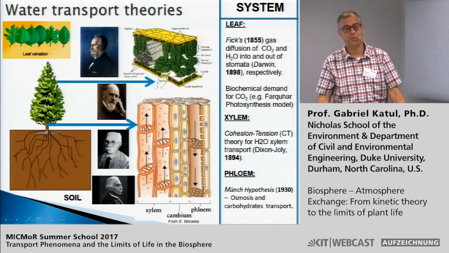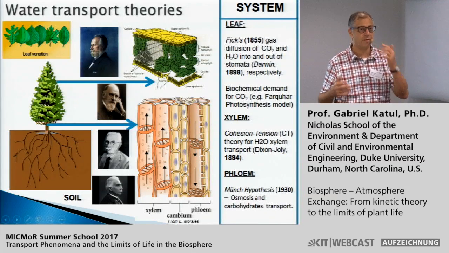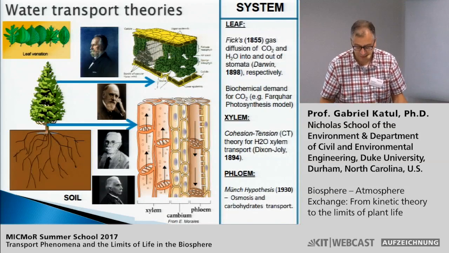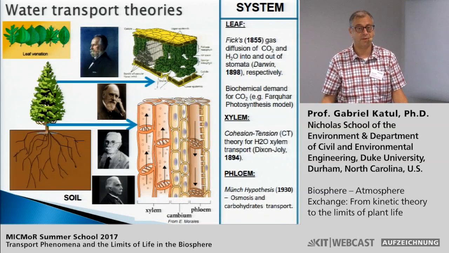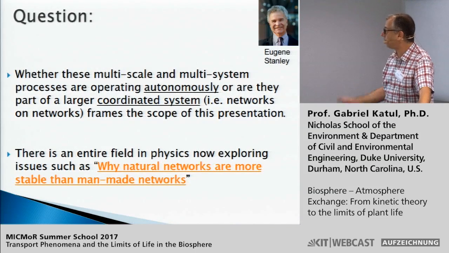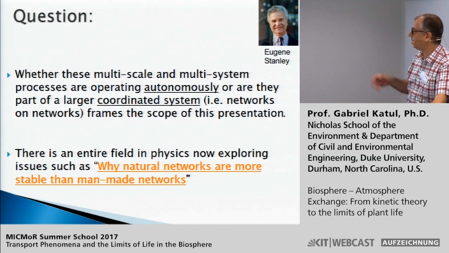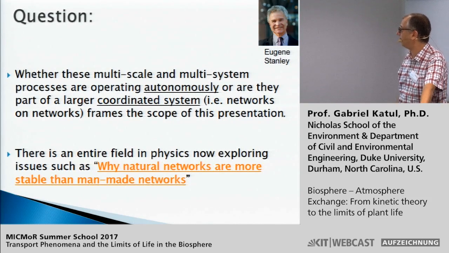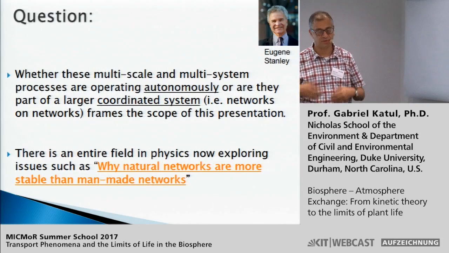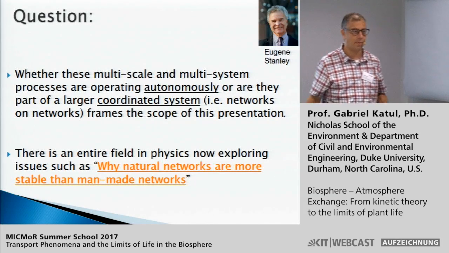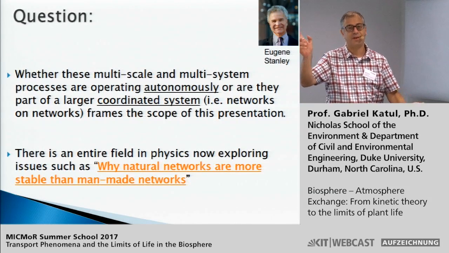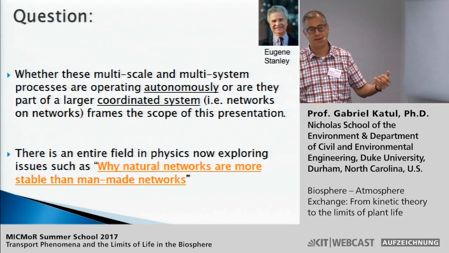So clearly, if we want to think of a general theory for water movement in plants, we have to almost couple these processes. And that is an important question. Are they really coupled, or are they really operating autonomously? And that's an interesting problem on its own. It's been recognized in physics for some time that when you have networks on networks, and that goes for power grids, that goes for many other types of networks, the resilience diminishes. Because if something goes wrong with one network, all the other connected networks might actually collapse.